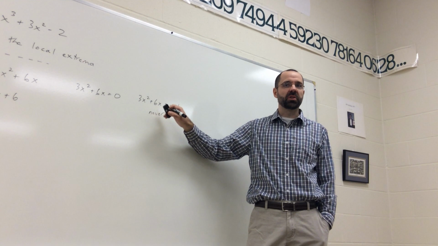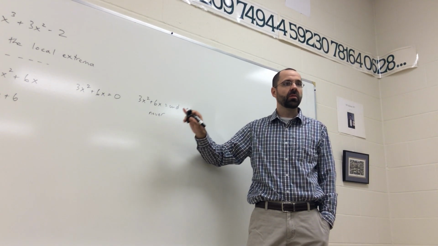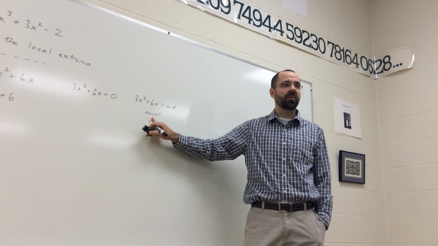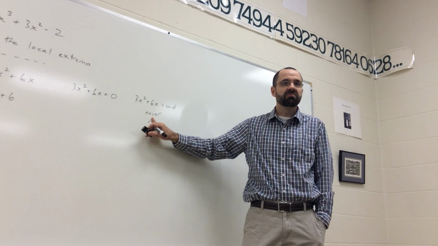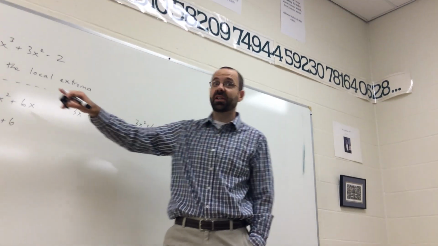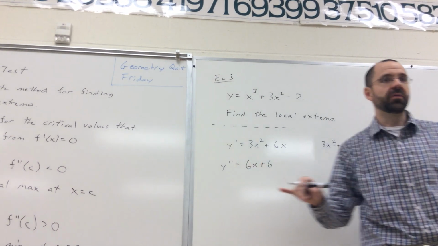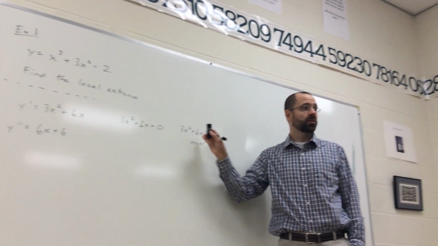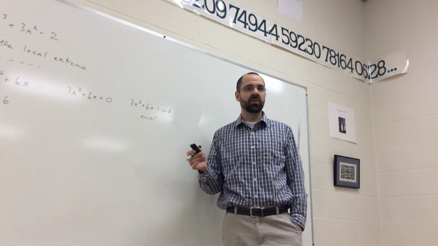Because when you have a polynomial, it's never undefined. Why am I happy about that on this problem? Because that means I could use my new test that I just told you about. If there had been some undefined critical values, then the first derivative test would have been the only thing we could use.